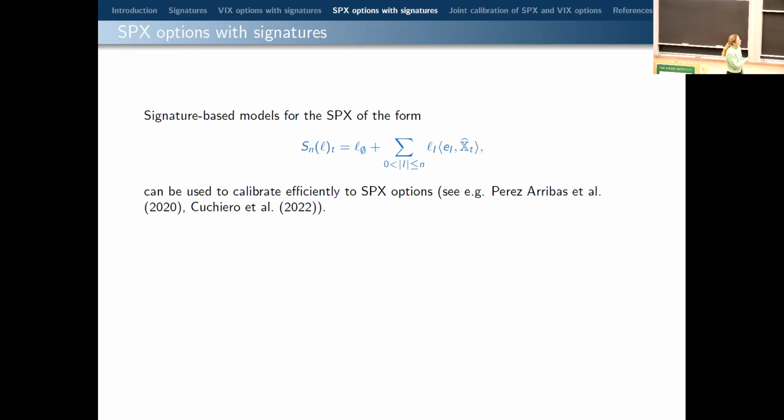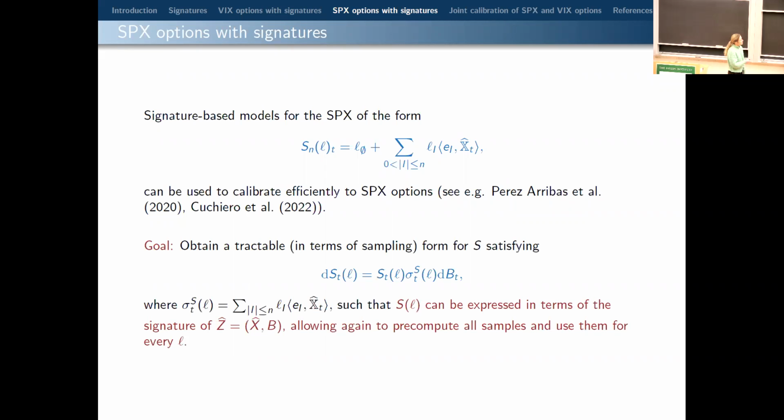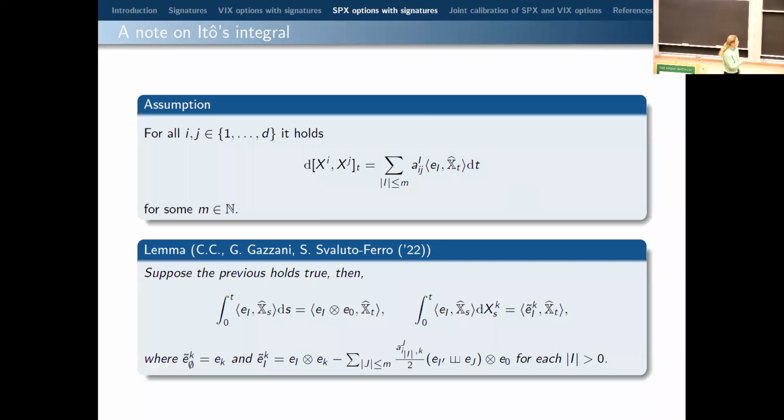Now we are not exactly in that framework, because it will turn out that the log price is similar to that. The goal is, we have this model here, and we would like to find an expression for the price process in terms of the signature of this extended process. So we have our X hat, so time and X, the underlying semimartingale, and the Brownian motion here. And we would now like to express this in terms of the signature of this Z hat. And this is the subject of the following proposition.